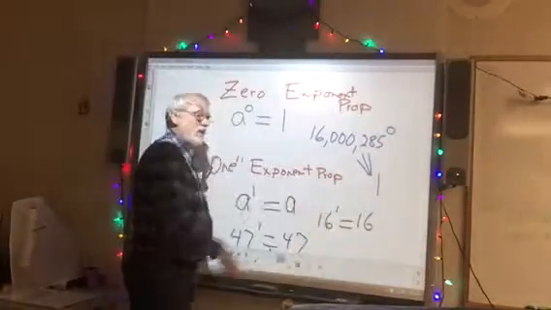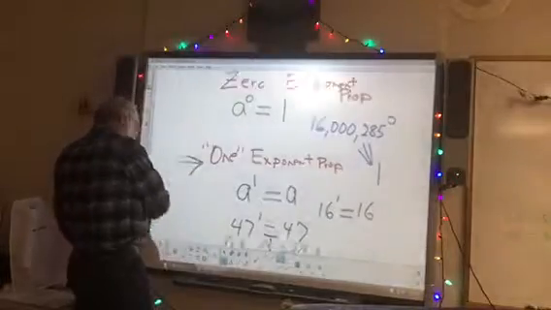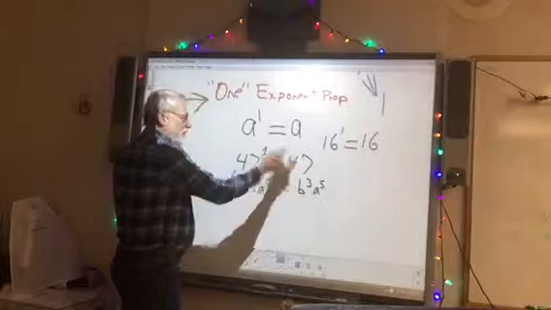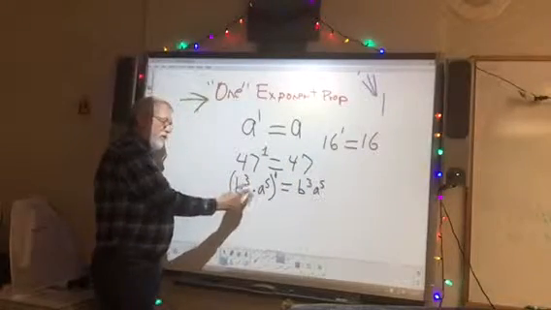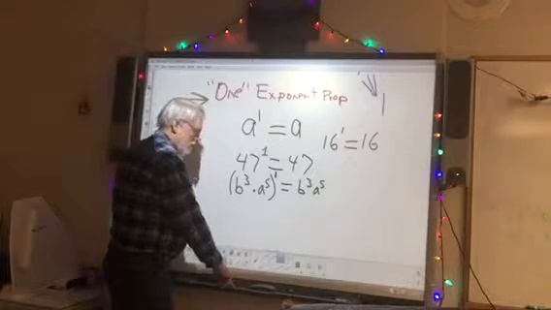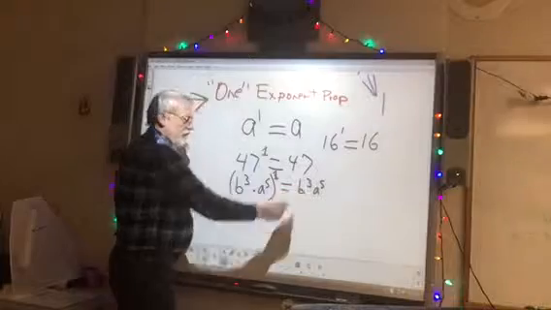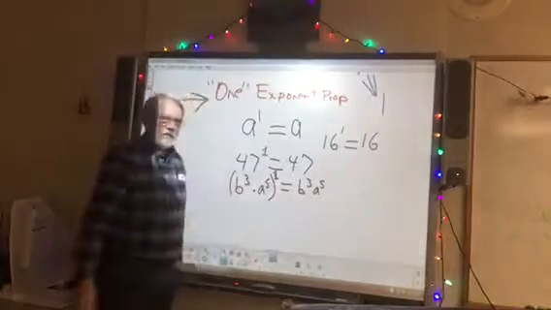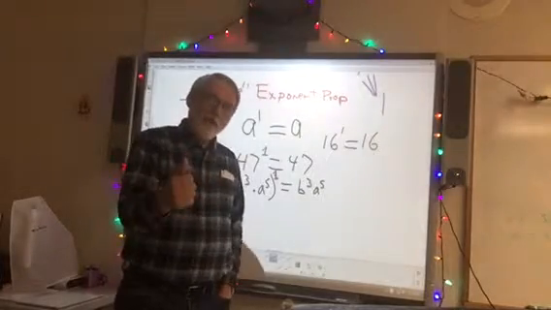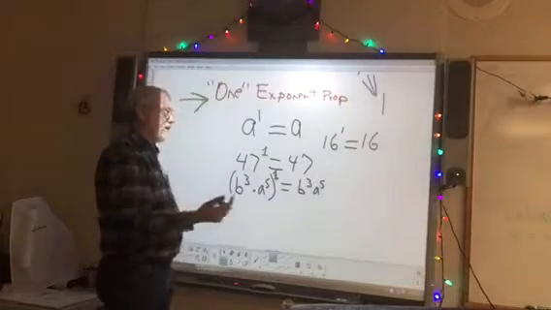16 to the first power, 16. 47 to the first power is 47. B to the third times A to the fifth raised to the first power is simply b to the third, a to the fifth. So we have the 0 power property, and we have the 1 power, 1 exponent property.